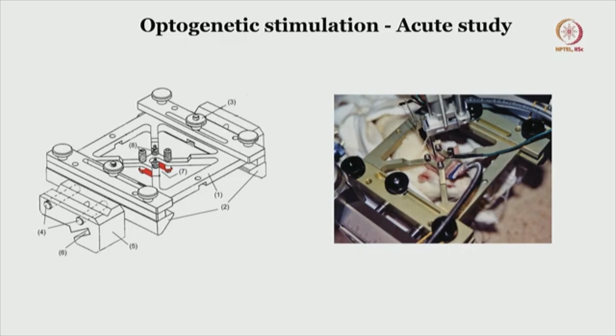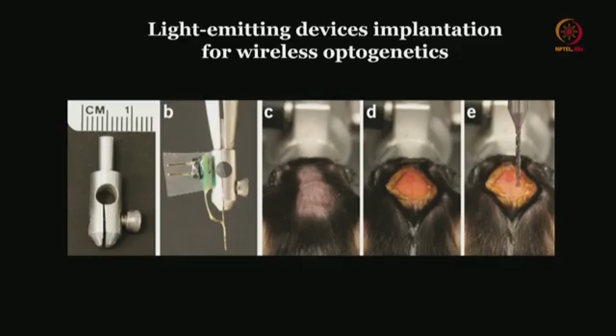So there are a whole lot of apparatus wherein the head is rigidly fixed onto a stereotactic apparatus using such a cranial stabilization device, and then you gather the signal either by using optogenetic stimulation or, for that matter, microelectrode implantation. So this is one such device implantation, where a light emitting device is implanted for wireless optogenetics. What you saw was the wired optogenetic stimulation with a cable running out of the head, whereas this is one such device where the light emitting happens and it works on wireless technology.